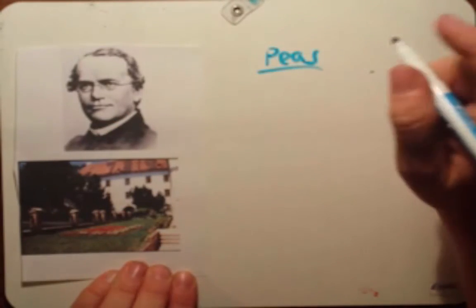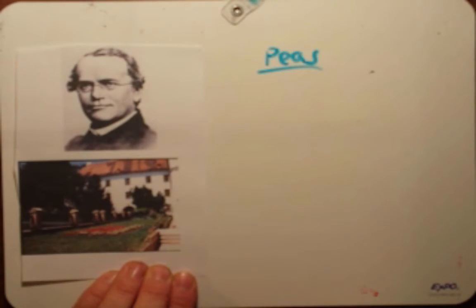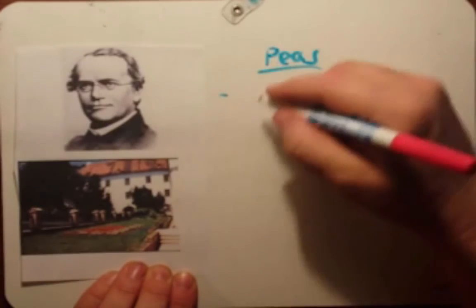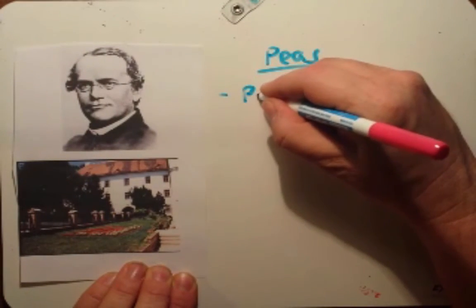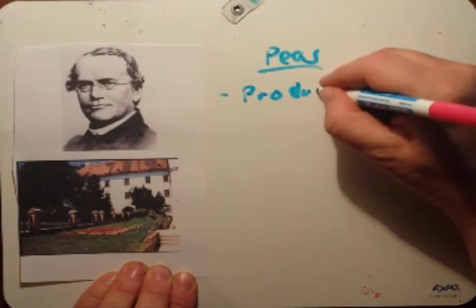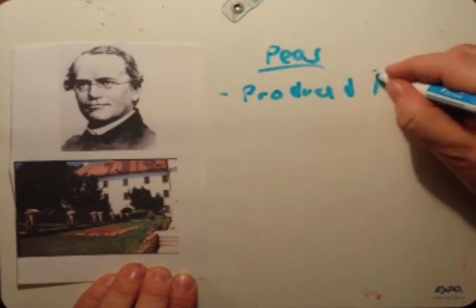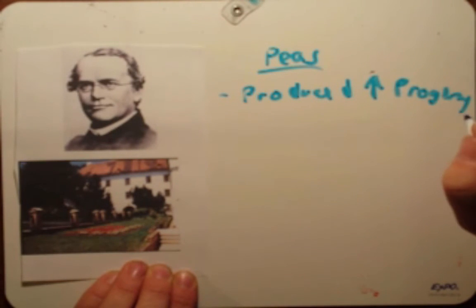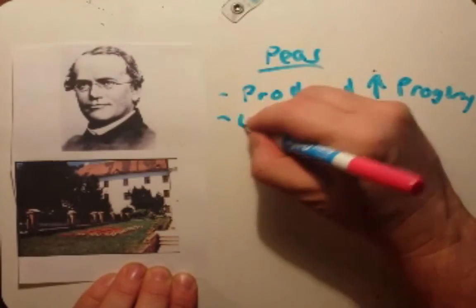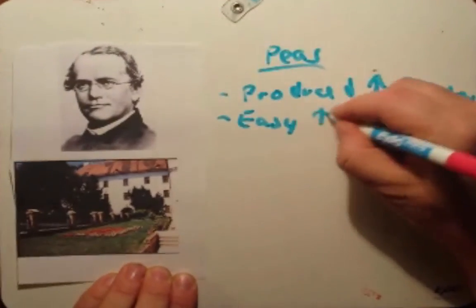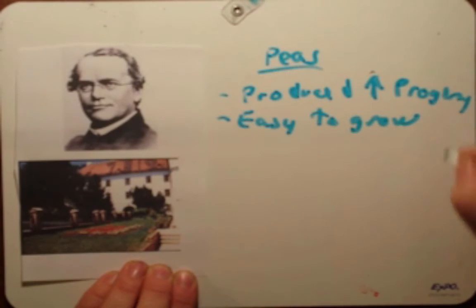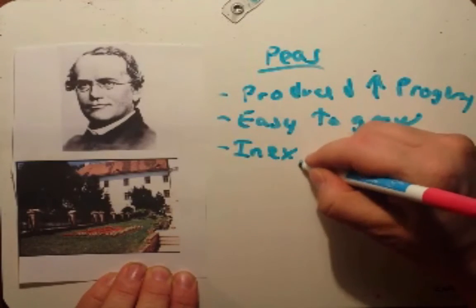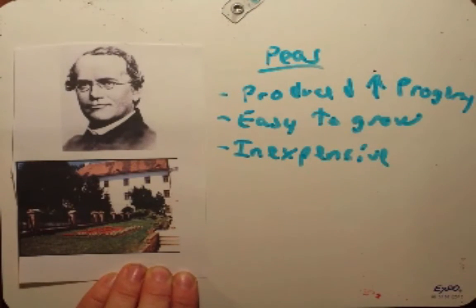Why did it turn out that the peas were an ideal organism for him to work with? These are many of the same ideas why any model organism is advantageous. Any given pea plant produced many progeny, up arrow for many progeny. They were relatively easy to grow. You need some seeds, some soil, and some water and some sun. They were relatively inexpensive. You could go down to the market and buy pea seeds. So it wasn't very expensive.